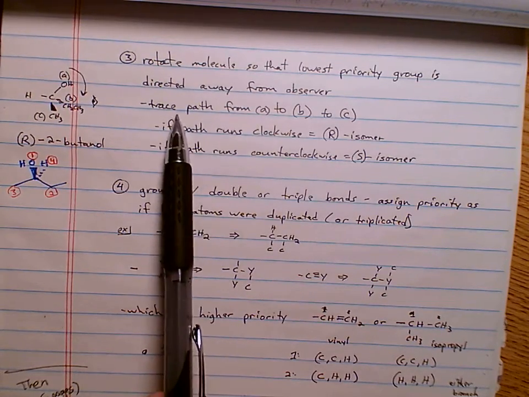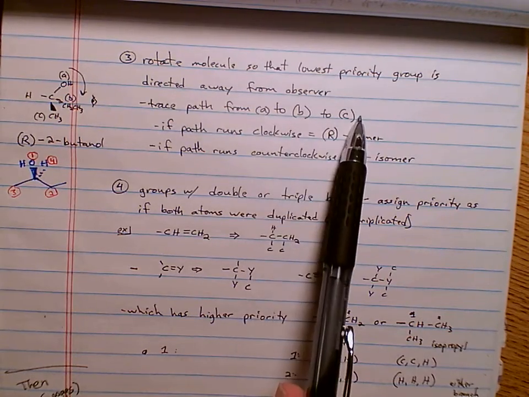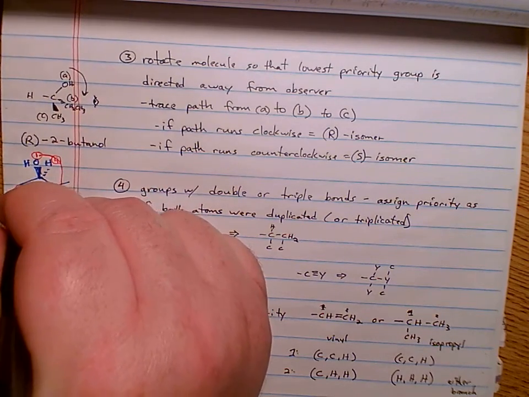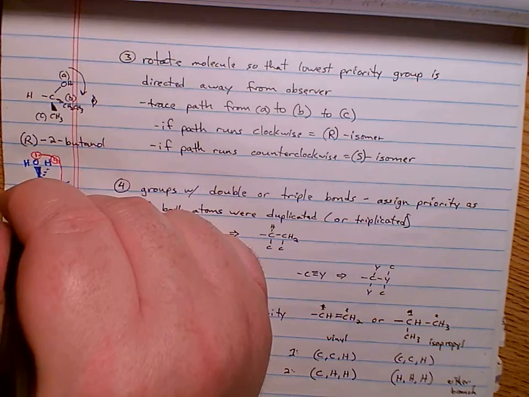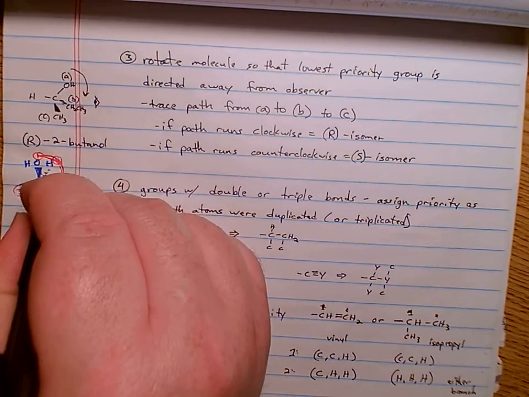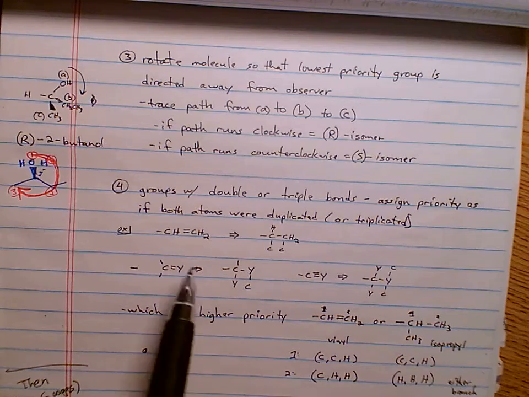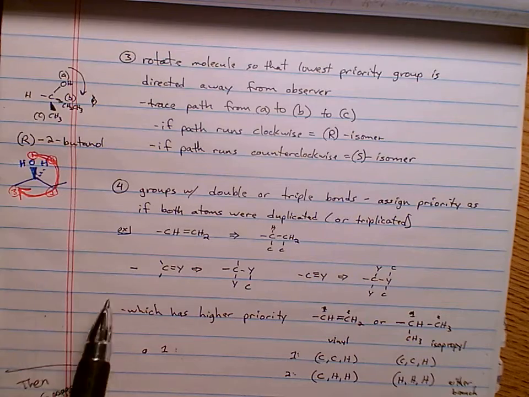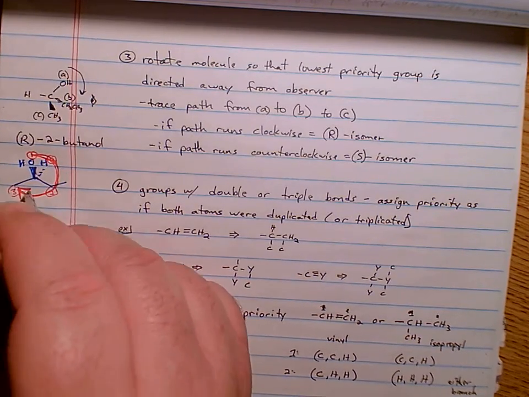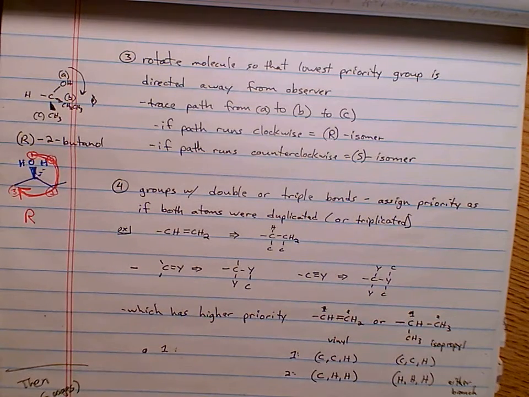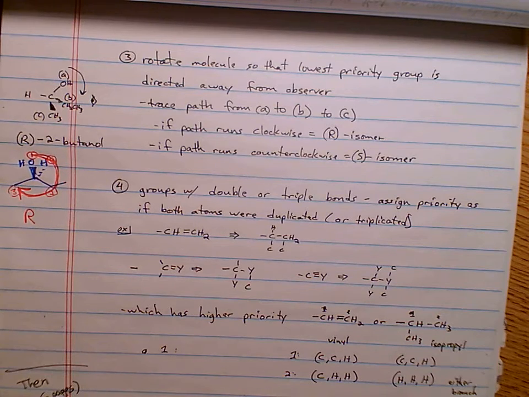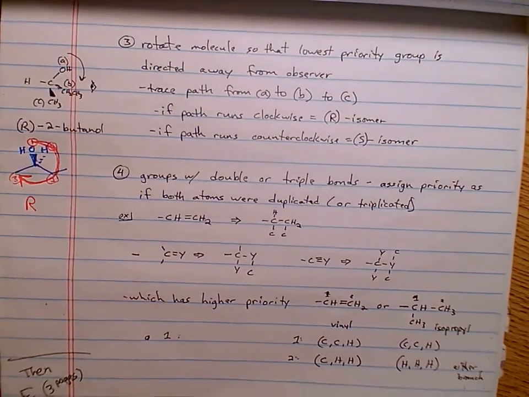trace a path, draw a curve from A to B to C. So you're just going to draw this curve for A to B to C, or 1 to 2 to 3. Where, yes, I kind of went through 4, we'll ignore that. But here's my arrow from 1 through 2 to 3. Note, this path goes clockwise. If this path rotates clockwise, this is the R isomer. If the arrow drawn from 1 to 2 to 3 happened to go counterclockwise, it is the S isomer. Okay.